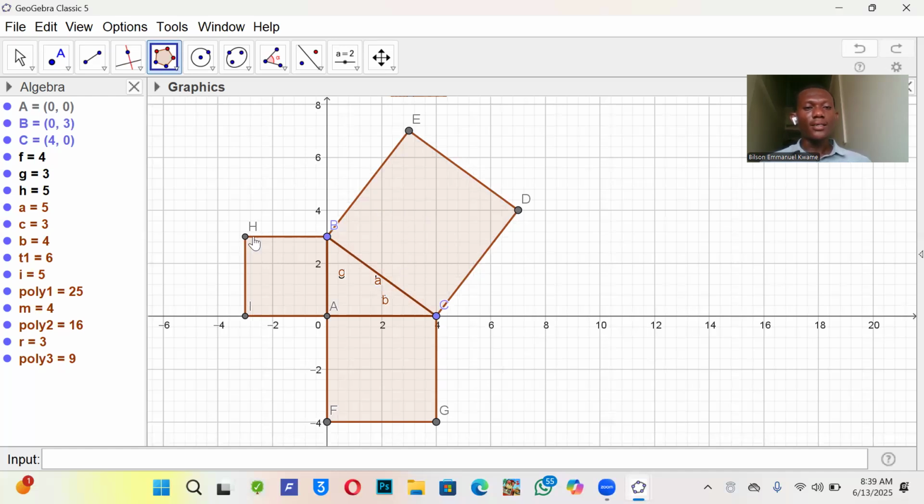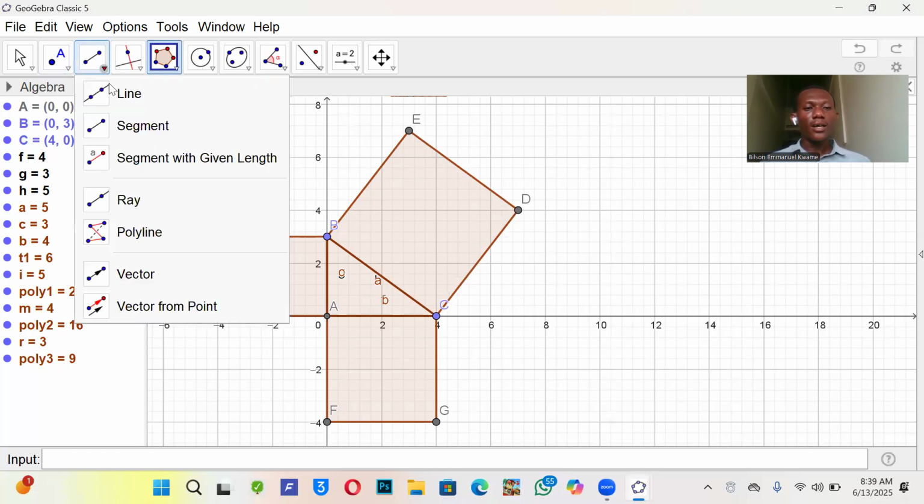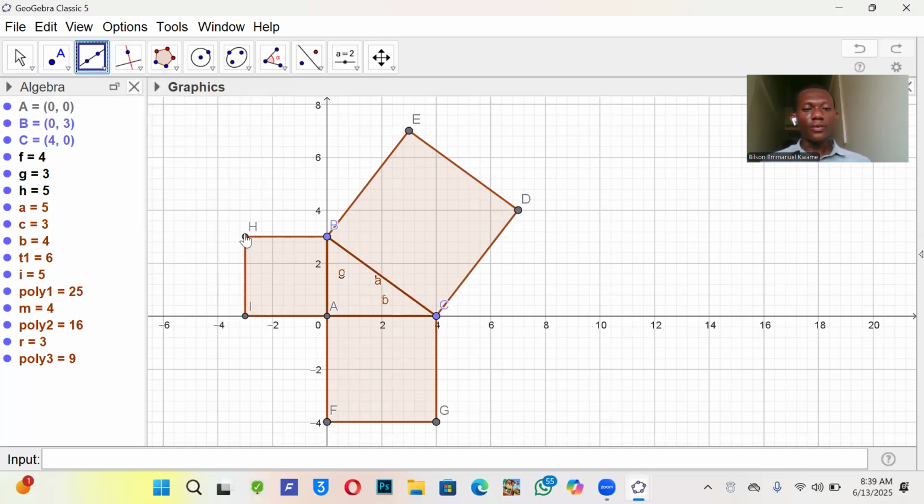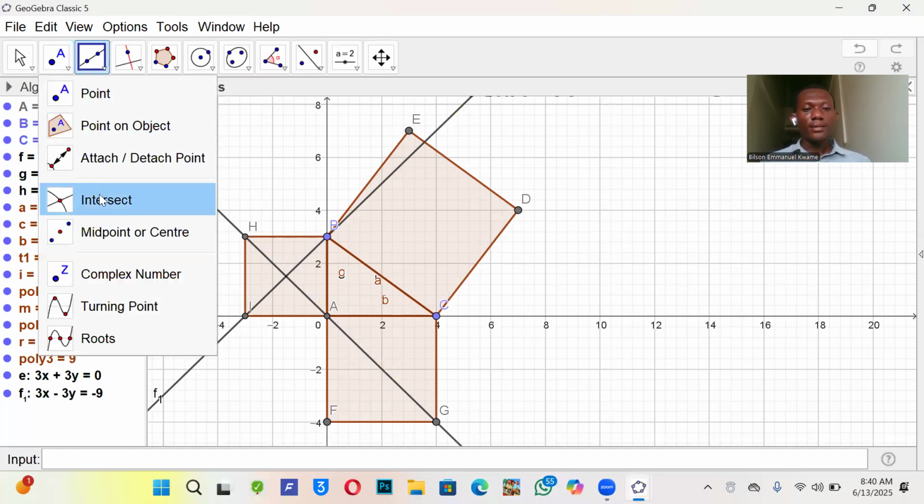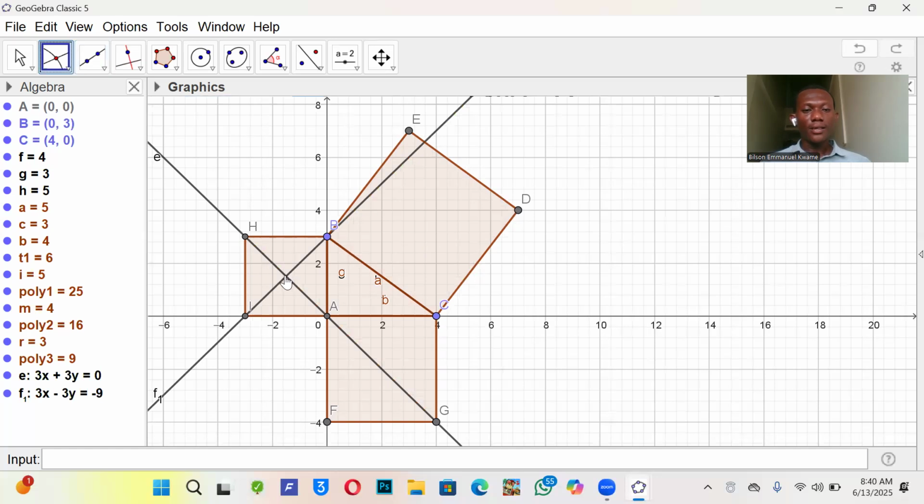So let's prove that and see. To continue, we are going to activate the line. We come here, we activate the line, this side to this side. Then we activate the line also here, this side to this side. You can see we are having an intersection, right? Look for your intersection at this side, then find the intersection here.